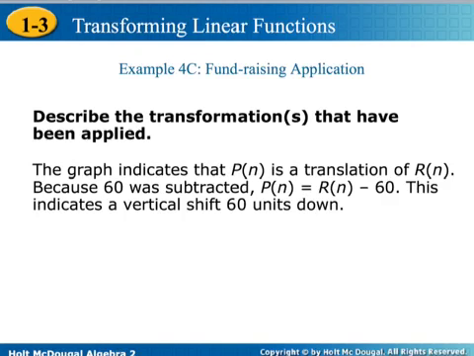Okay, the graph indicates that P of n is a translation of R of n because 60 was subtracted. This indicates a vertical shift, 60 units down. This is what I was saying earlier, and that often happens with problems like these.